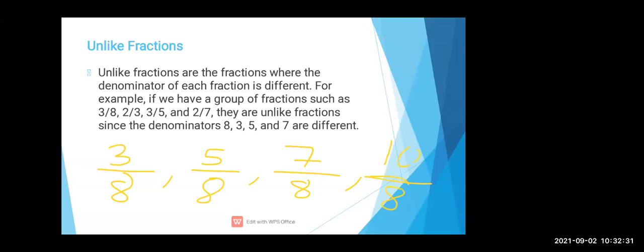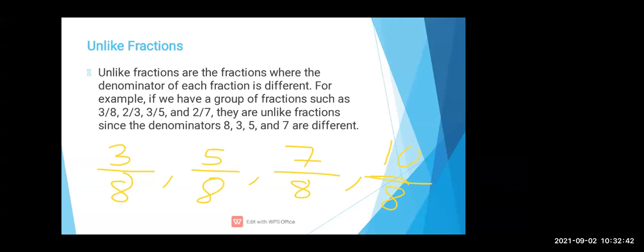Now 3 upon 8, 5 upon 8, 7 upon 8, 10 upon 8. Okay. Now which type of fraction is it? Very good. It is a like fraction. But why is it a like fraction? Why is it a like fraction?